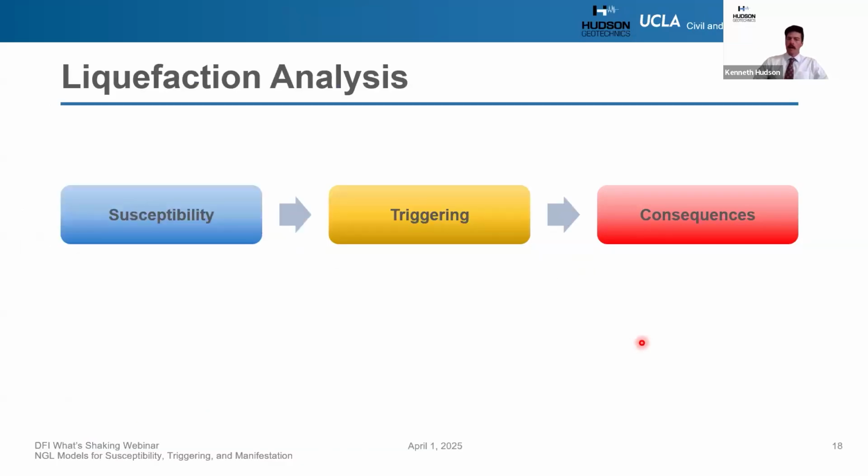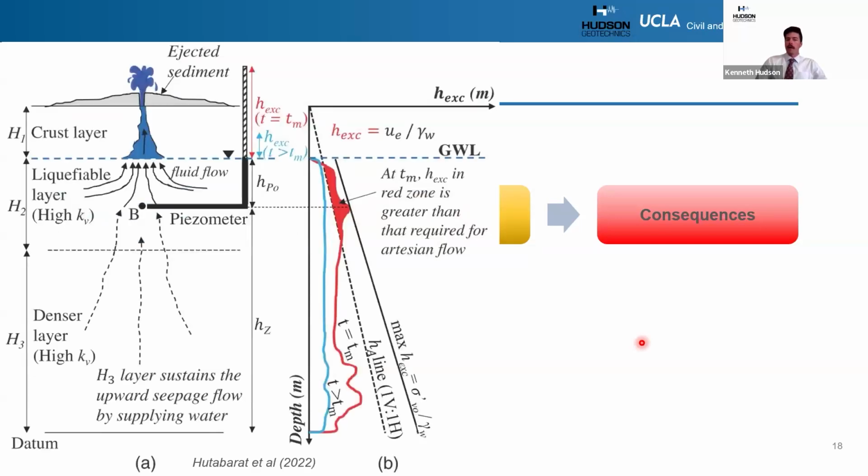And then finally, if we determine that there's susceptible soils that are likely to trigger at our site, we need to understand what the potential consequences are. And this is also very site specific because it depends on stratigraphy, it depends on the characteristics of each layer. But we can predict things like, well, how much ejecta might we expect at the ground surface due to a liquefied layer at depth. How much settlement is a very common analysis. How much lateral spreading displacement might occur. These are all consequences that we need to analyze once we understand triggering at a site.